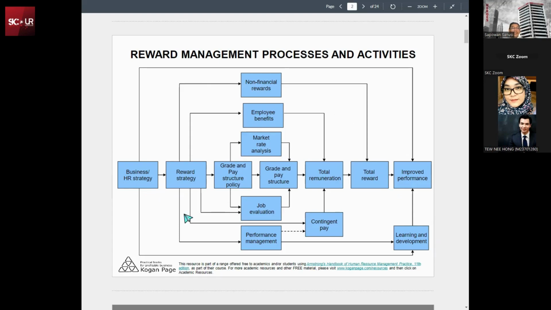Is there anything about what we say as performance management? No, it's just at present.